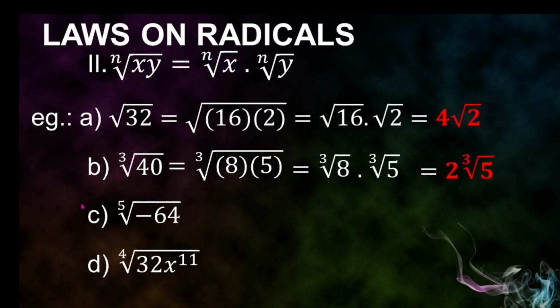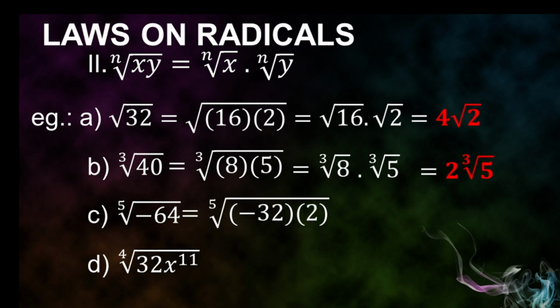So next, we have the fifth root of negative 64. Take note that the radicand is negative. However, our index is an odd number. So therefore, we have a real root. So we need to identify the factor of negative 64 which is a perfect fifth. So what number is a perfect fifth factor of negative 64? Yes, we have negative 32.